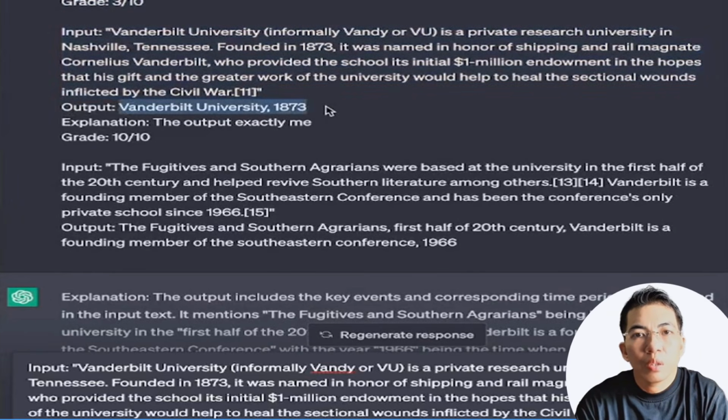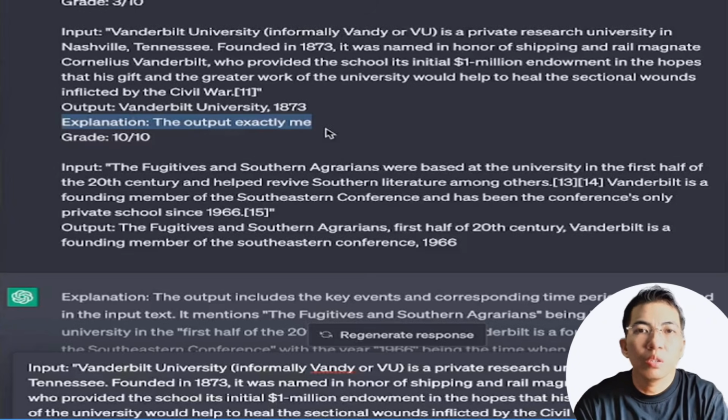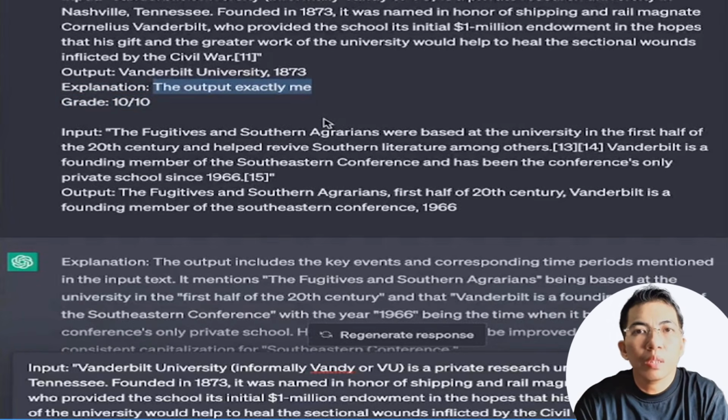I show Vanderbilt University, 1873, which is the ideal output for my fictitious task. And I explain that output exactly, and then I actually cut it off. There's a typo here. It's really supposed to be "met expectations" or something like that. And then I give it a grade of 10 out of 10. What's interesting is this doesn't even matter that I made a mistake here in my explanation, because it still works.